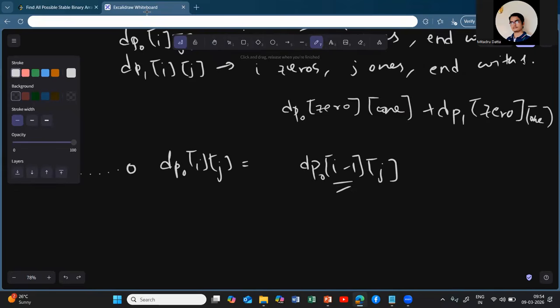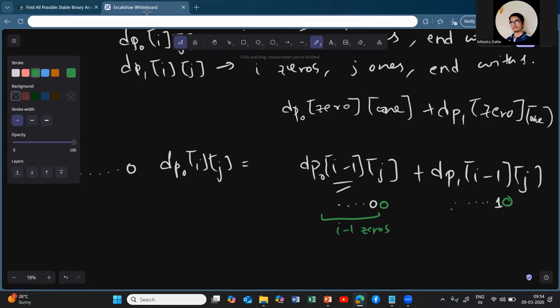And even if your DP ends with 1, it doesn't matter. For i minus 1, j, it means that this was ending with 1, and something like this was ending with 0. And you are trying to append another 0 over here, and another 1 over here, and till this portion you are having i minus 1 zeros, and here also till this portion you are having i minus 1 zeros. So there is no problem. If you append one zero, there will be a total of i zeros, and j ones is already there.